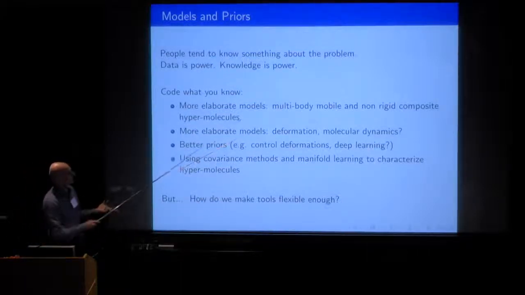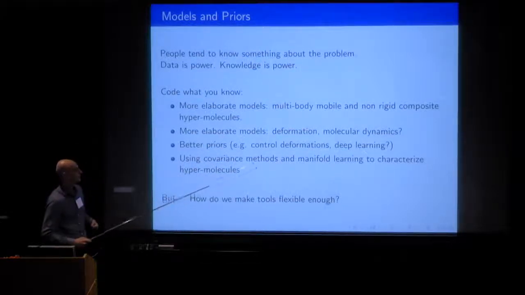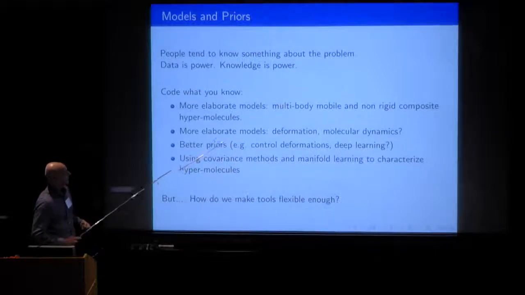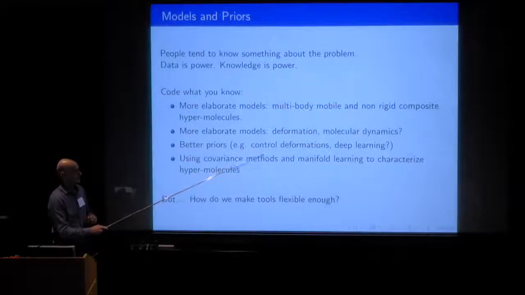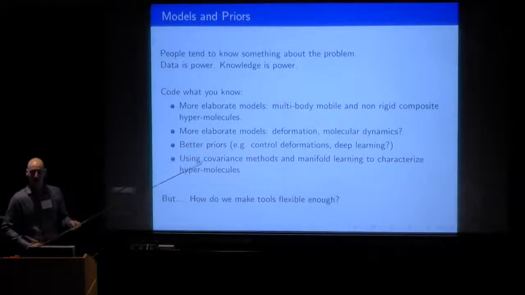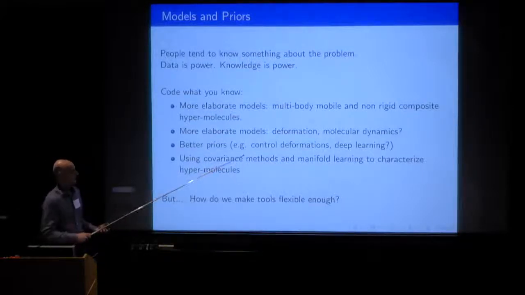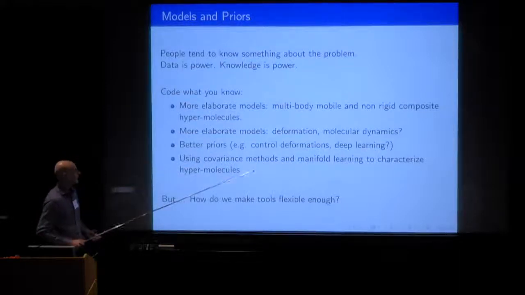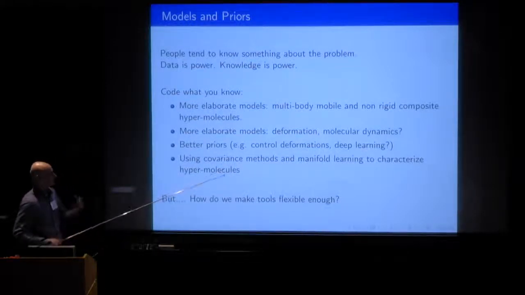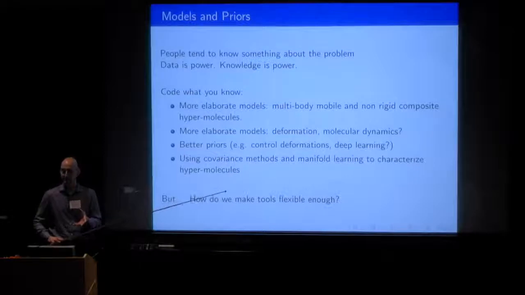We can make more elaborate models. We can make these things move, which is something we're doing in the prototype that we're building now. Maybe we can look at smarter ways of looking at the deformations. Maybe one day we can even include molecular dynamics into this. We can have better priors controlling the deformations, or maybe some magic from deep learning. And we can use the covariance method or manifold learning to characterize what we should be doing, like look at the regions where there's heterogeneity.